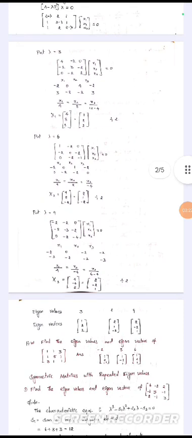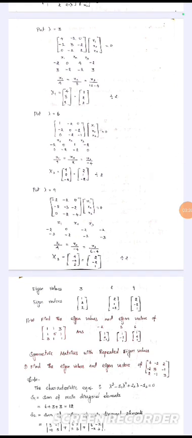Next, applying the next lambda, which is 6, in equation 1. Our given matrix is 1, -2, 0, -2, 0, -2, 0, -2, -1 into x1, x2, x3 equal to 0. Using cross multiplication, we find eigenvector x2 equal to 2, 1, -2. Next eigenvalue is 9. Applying lambda equal to 9 in our first equation, we get -2, 0, -2, -3, -2, 0, -2, -4 into x1, x2, x3 equal to 0. Using cross multiplication, we find the third eigenvector 2, -2, 1.